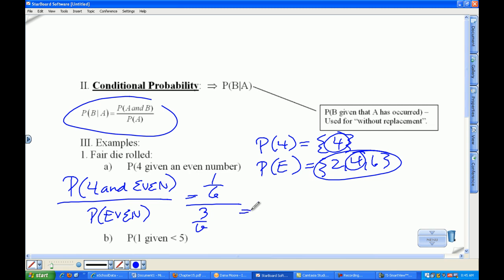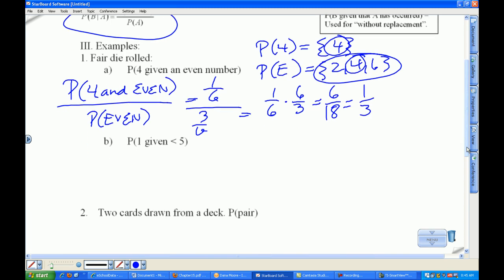So in order to divide fractions, we have to take the second fraction, flip it over, and multiply. You get 6 out of 18, which is 1/3. And that's how you do conditional probabilities. They're tricky.